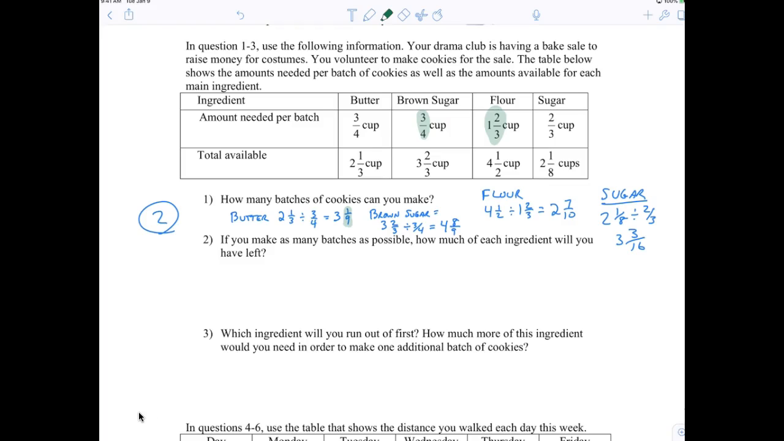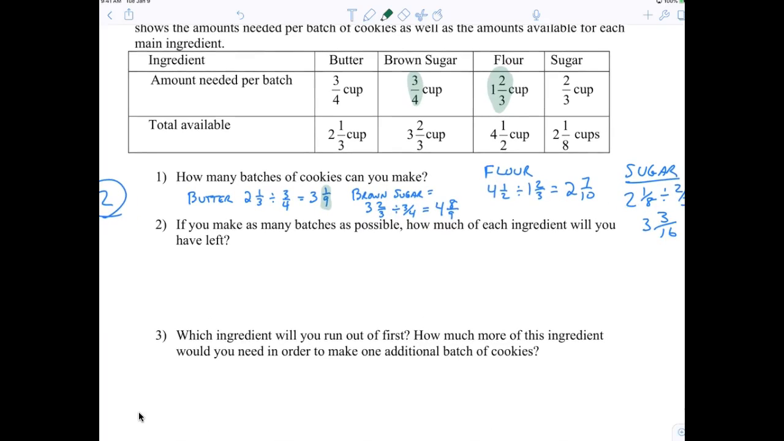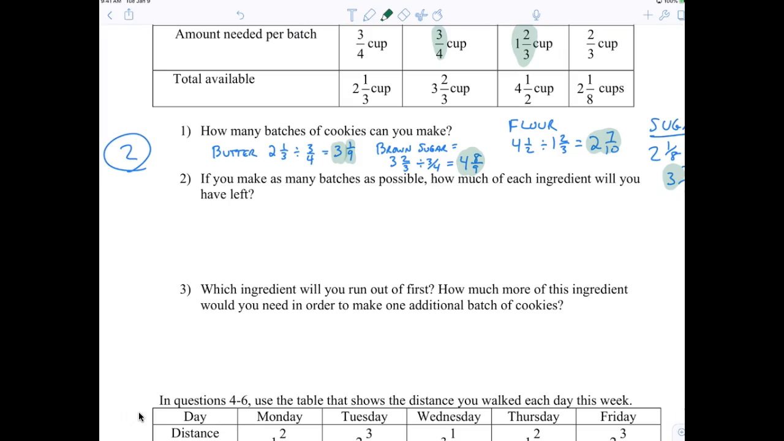I have enough butter to make 3 1/9, enough brown sugar to make 4, flour to make 2, and sugar to make 3. You with me now? So I have enough ingredients to make 3, except for what? Flour. You agree with that? I'm pretty happy with that to start out. So we can only make 2 batches of cookies, correct?